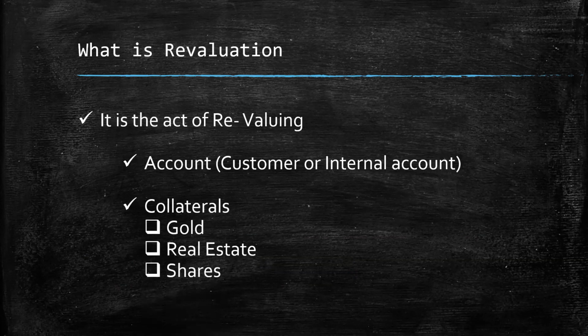Now, obviously, the value of the collaterals keeps changing, and hence it is in the interest of the bank that these collaterals are revalued. So, for example, if a customer pledges 100 grams of gold valued at 1000 USD, the price of gold fluctuates on a daily basis, and hence the value of the gold held by the bank as a collateral is revalued also on a daily or a periodic basis.